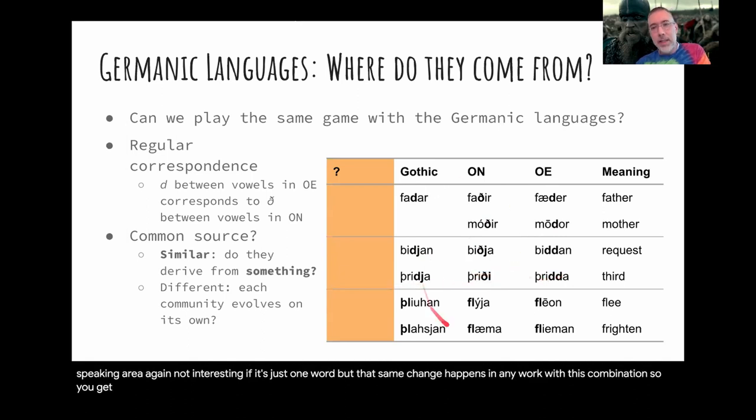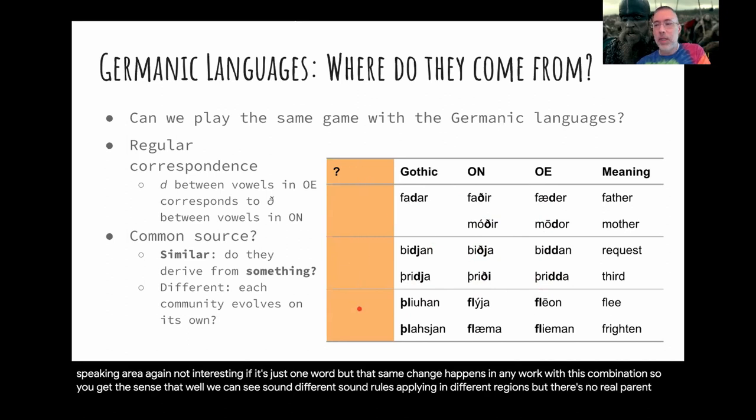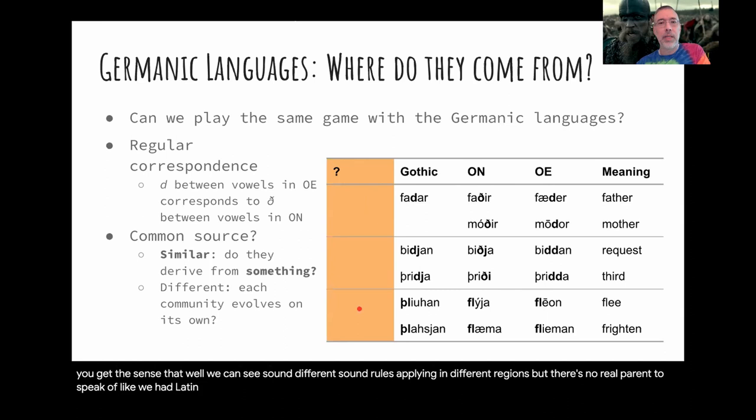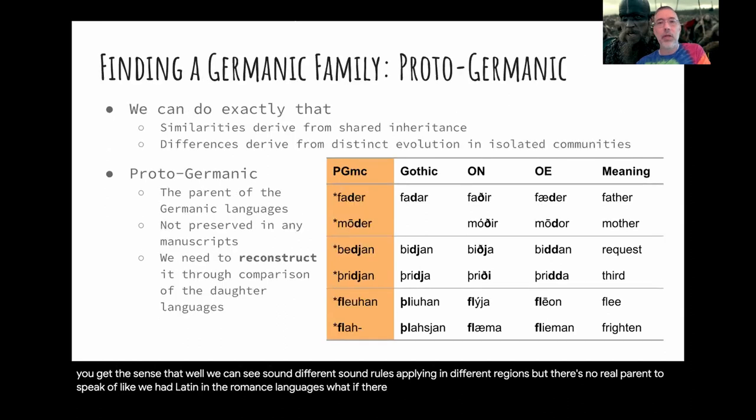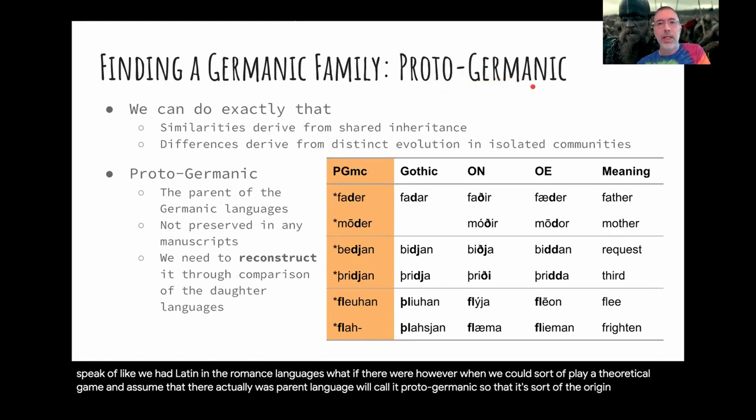So you get the sense that, well, we can see different sound rules applying in different regions, but there's no real parent to speak of like we had Latin in the Romance language. What if there were, however? Well, we could sort of play a theoretical game and assume that there actually was a parent language. We'll call it Proto-Germanic so that it's sort of the origin of the Germanic languages.